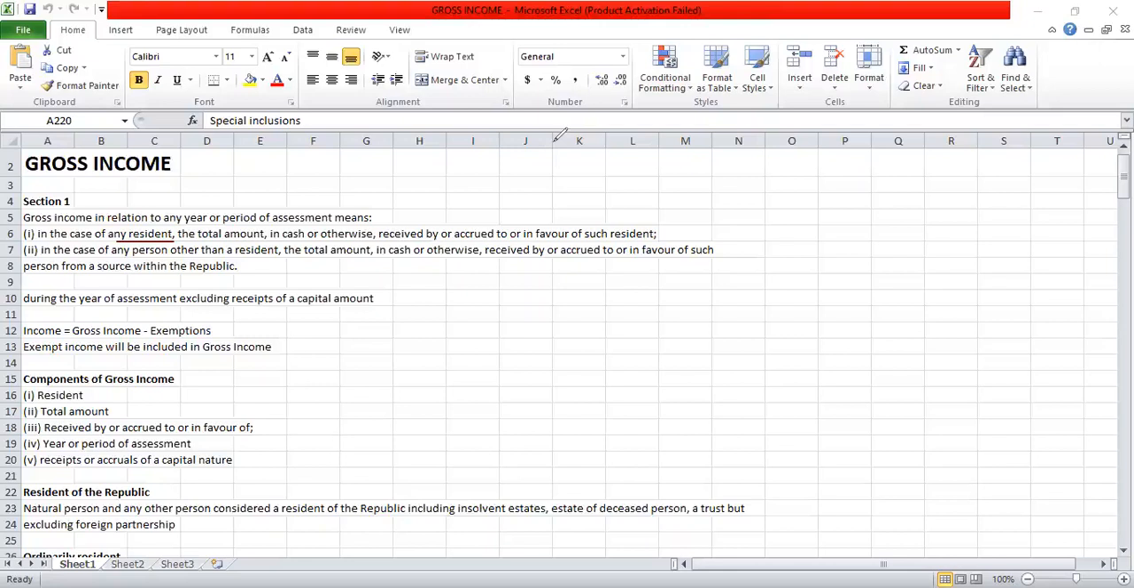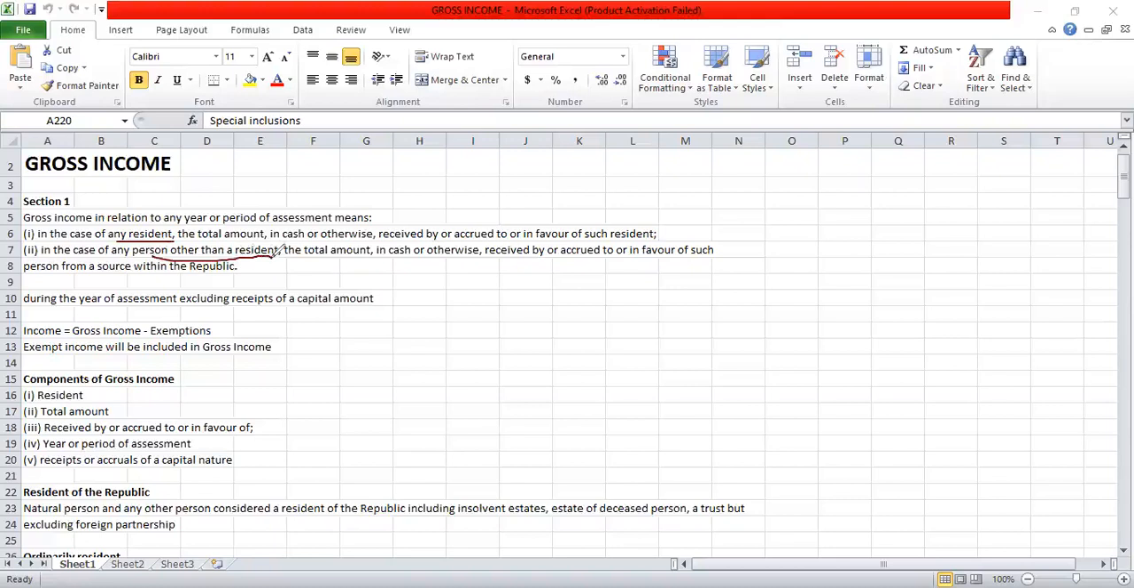So if there is no double taxation agreement, that means if you are a resident of South Africa, you are bound to declare all your income which you receive from throughout the whole world. Declare that income.